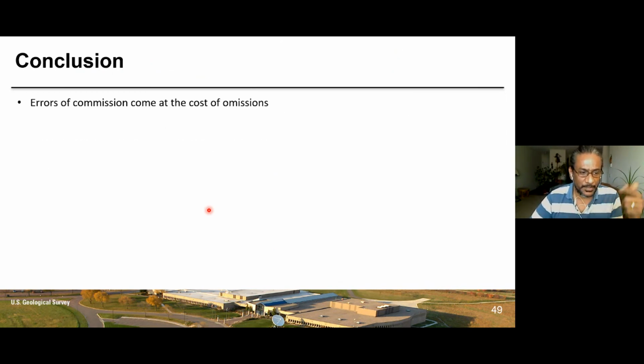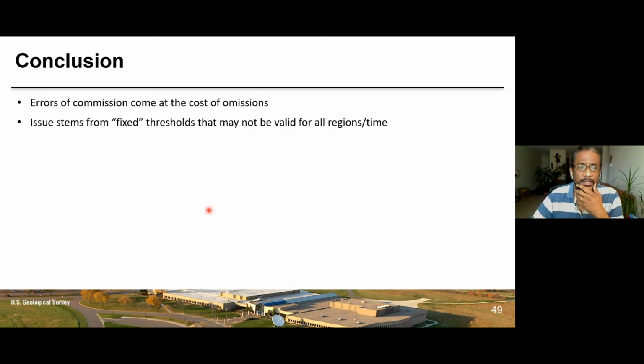So coming back to a little reiteration of some of the conclusions, we're coming close to the 40-minute mark. Errors of commission and omission are the yin and yang. You inflate one, you deflate the other, or you try to minimize one, you inflate the other. So we need to do some kind of an optimal compromise. And all this comes from having a very fixed, hard-coded threshold that may or may not be valid because of the assumption pertaining to a particular region that may not include the time.